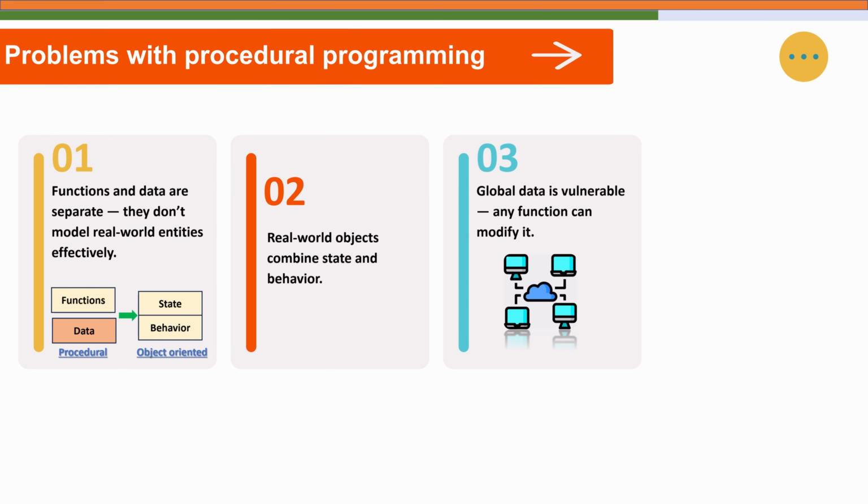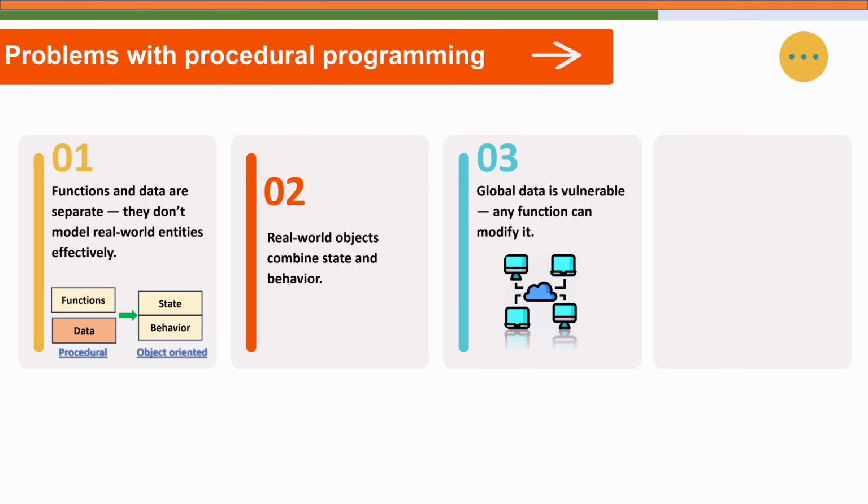Another big problem with procedural programming is global data. When the data is accessible by many functions, any of them can change it. Sometimes maybe unintentionally. For example, if you have a global variable, for example, for storing the total number of available cars, one function might update it correctly, but another might accidentally reset it or maybe corrupt it. So this makes debugging and maintenance very much difficult because it is harder to track who changed what and when.